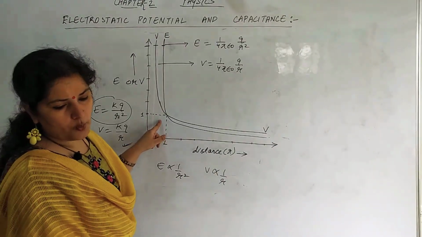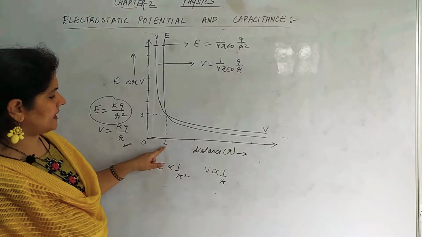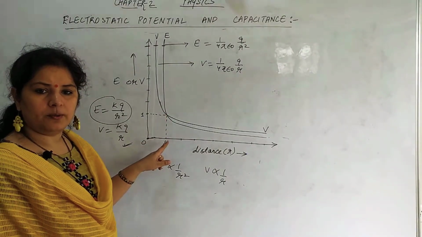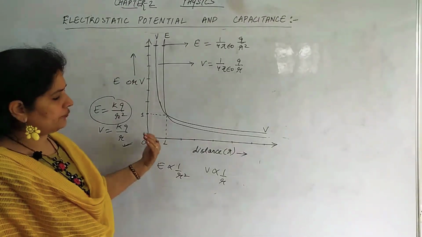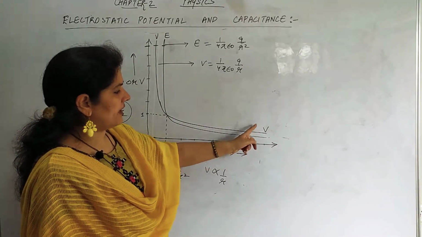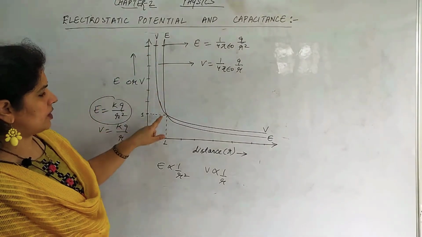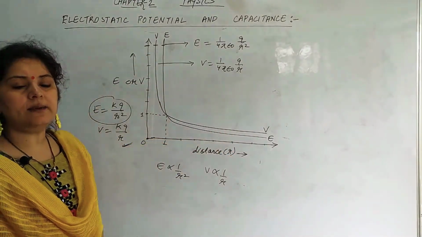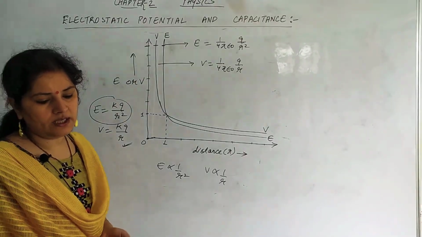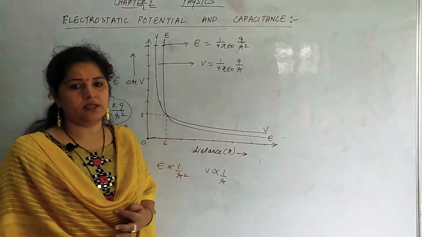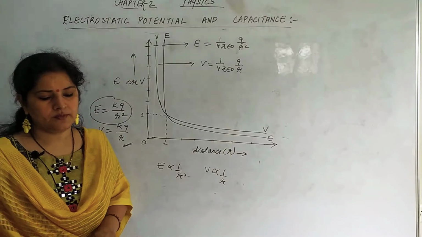So at a particular point, for the same r, the value of E and V will be the same, but that value will be comparatively less in magnitude, right? For further variations, E and V vary like this. This is V, this is E, and that is how they will overlap, and the same type of curve they will show, a spherically symmetric graph, right?